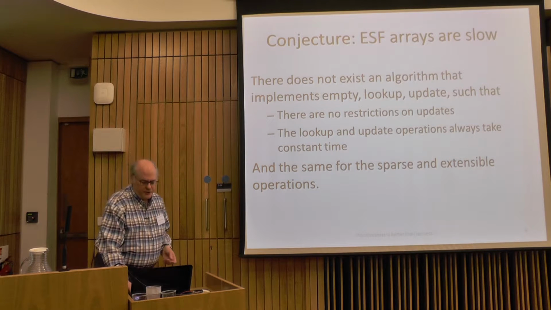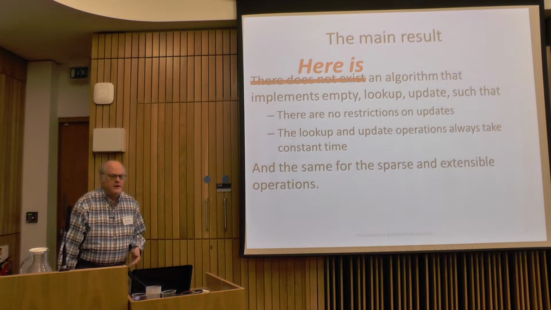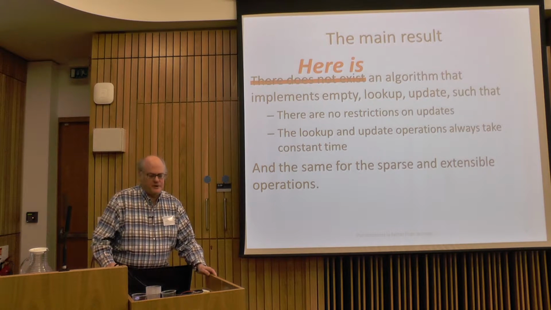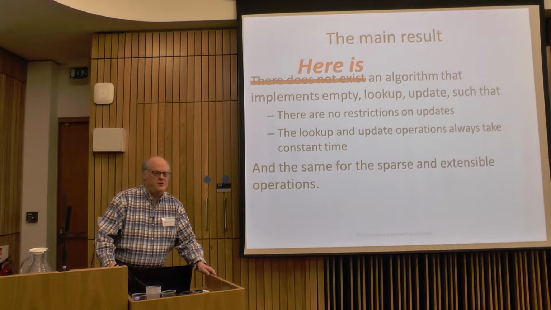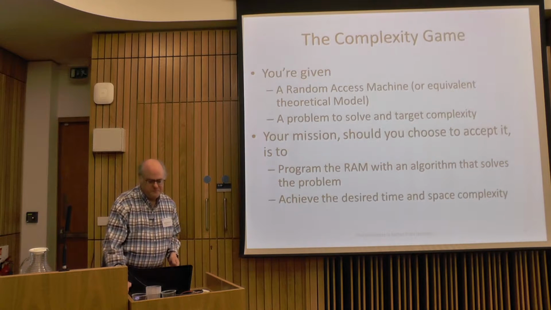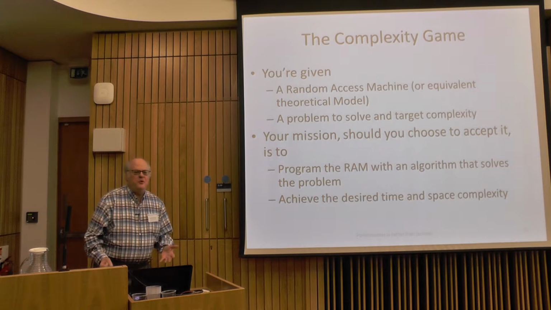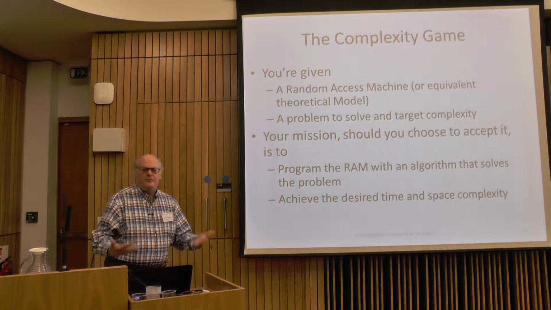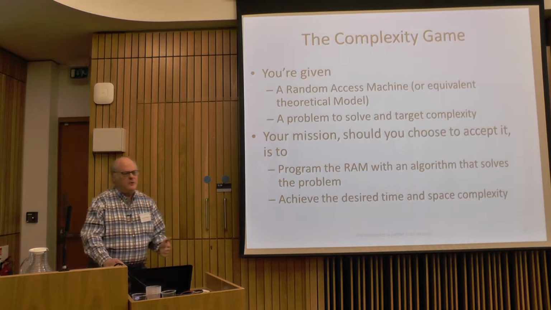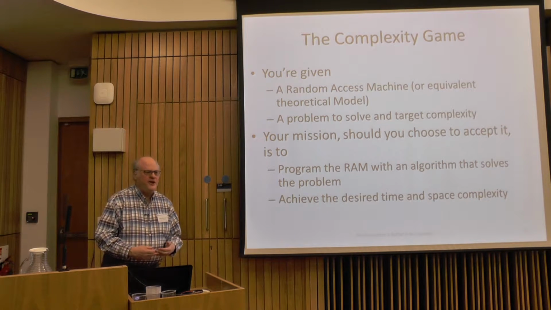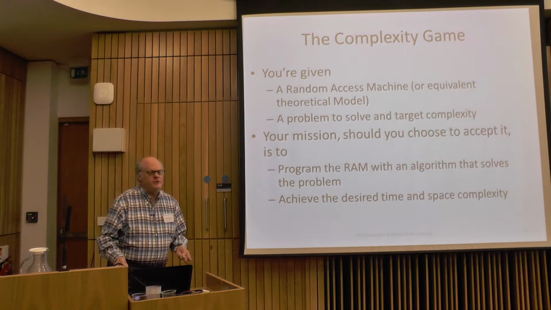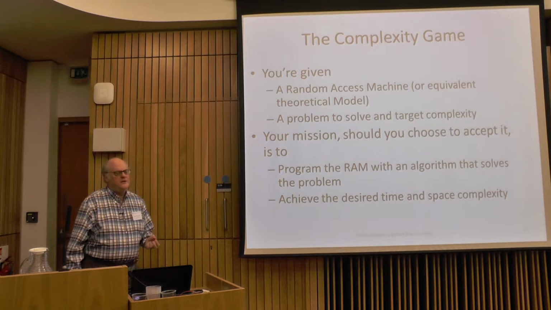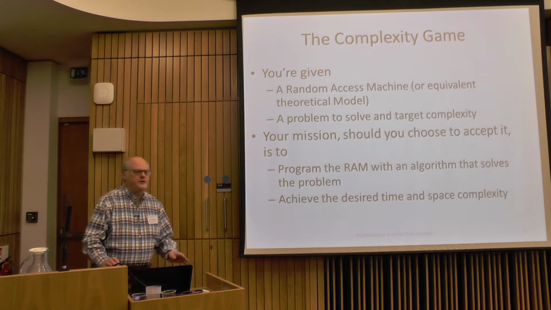And that leads me to the main result here, which is that I'm in fact going to violate that by showing you an algorithm that does exactly all that. So I'd like to explain what I mean here. So imagine a complexity theory game. So as a computer scientist, you're given some kind of a programming model like the random access machine or some equivalent model and a problem to solve, like you want to do sorting.